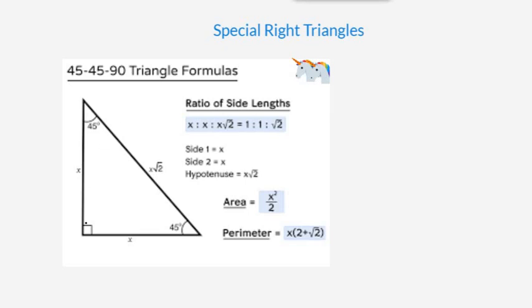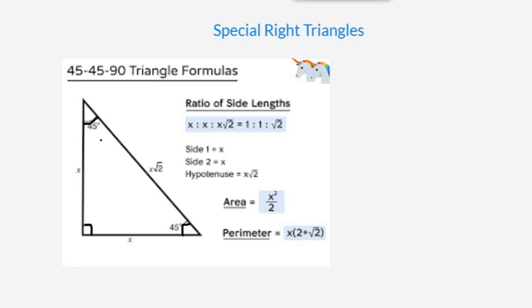It is a right triangle and it has two angles that are 45 and 45 degrees each. And of course, the third angle is a 90-degree right angle. Now, what is special about triangles like this?